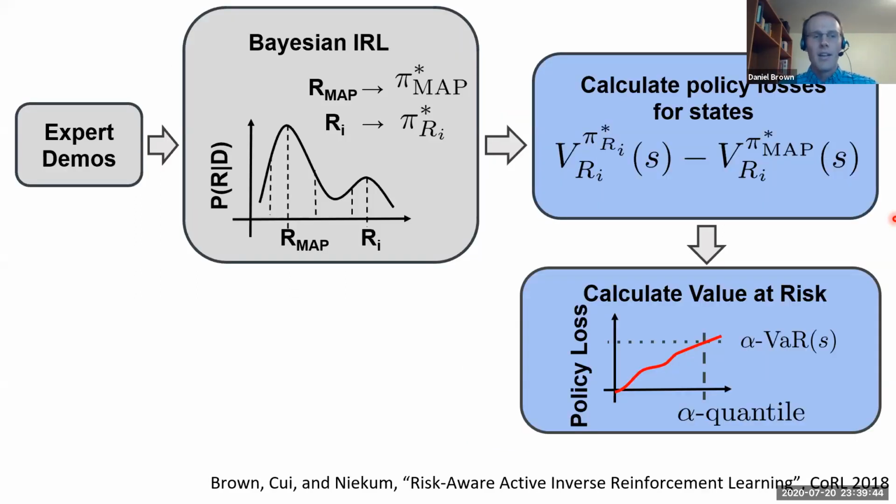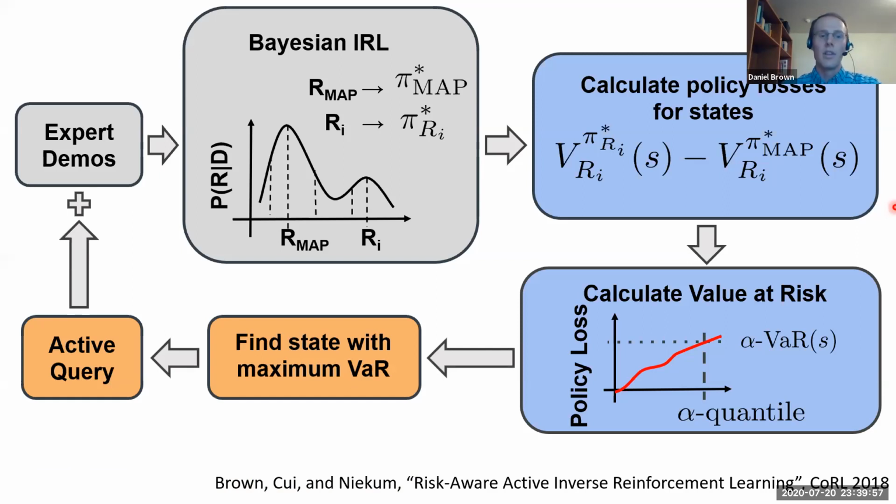And this fits naturally with what we talked about before, where we're able to calculate these high confidence bounds on performance. And in fact, we can do that over states, not just over a full policy. What we can now do is just close the loop. So we can find states that have maximum value at risk, that have this high risk potential. We can then actively query for help at those states, add what we've learned from the queries to our expert demonstrations, recompute our posterior distribution, and then repeat this loop.